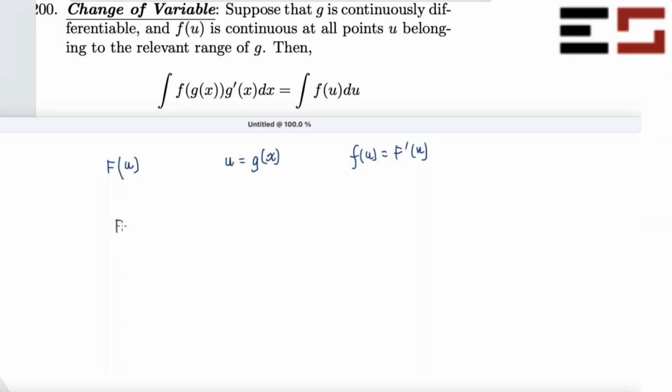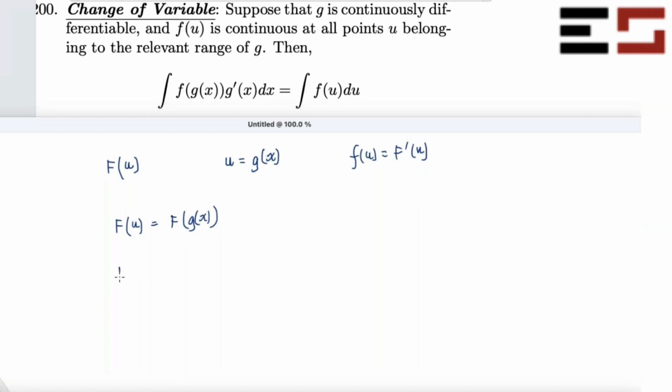Can I write it like this? Capital F of u is actually capital F of g of x. Because u is g of x, so obviously I can write it like this. Yes or no? Now let me take the derivative both sides with respect to x. These are exactly the same terms, so obviously the derivative will be the same.